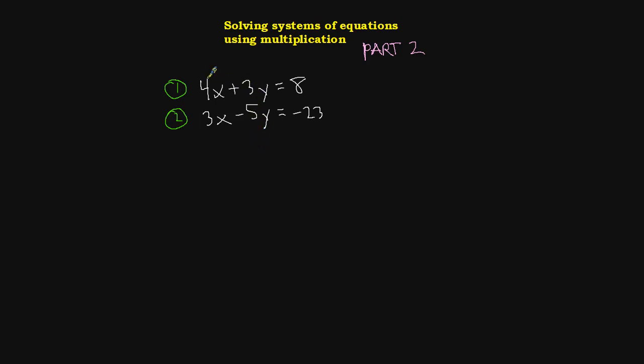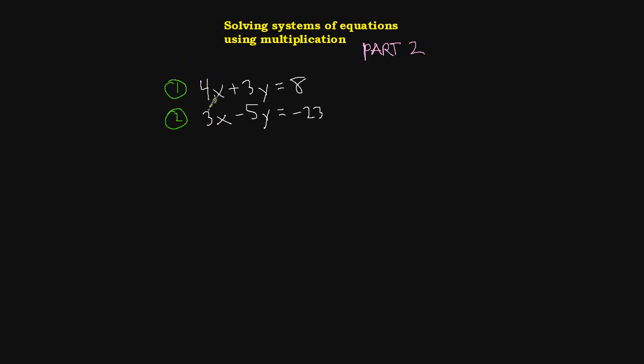So what we'd like to do is get the numbers in front of the x's to be the same, or the numbers in front of the y's to be the same. Now, I'm going to show you this particular example two different ways. For now, we'll do one, and then in a separate video I'll show you a different way. In this case, we're going to get the x's to be the same. And the way that we're going to do that is we are going to multiply.